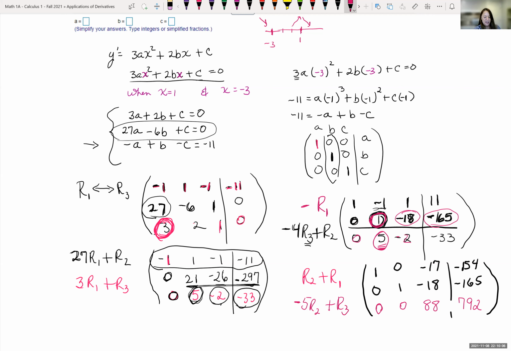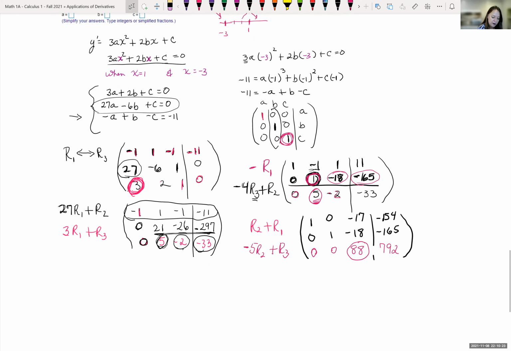Okay. Thank goodness 792 is divisible by 88. So what we want to do now is we want a 1 down here in the third row, third column. So let's multiply this third row by 1 over 88 times row 3. So doing that, 1 over 88 times 0 is 0, 1 over 88 times 0 is 0, 1 over 88 times 88 is 1, and 792 times 1 over 88 is 9. Rewrite all the other rows in here.